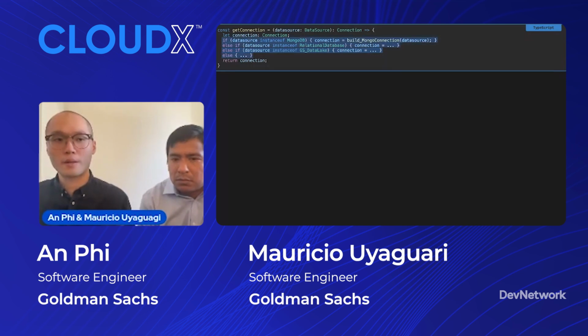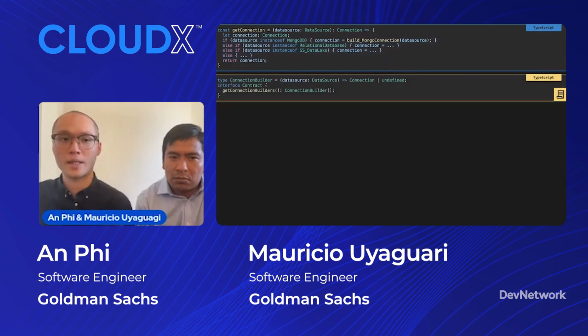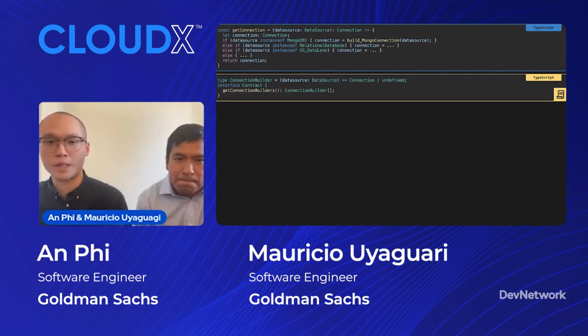Now, if you look at the common logic of this function right here, it's pretty obvious that each of the conditional branches of this main logic, the if-else logic right here, is doing a similar job, which is: given a data source, build me a connection. That generic action is something that you can turn into the contract. And essentially that's that. We build this interface called contract, which gives you a bunch of connection builders.